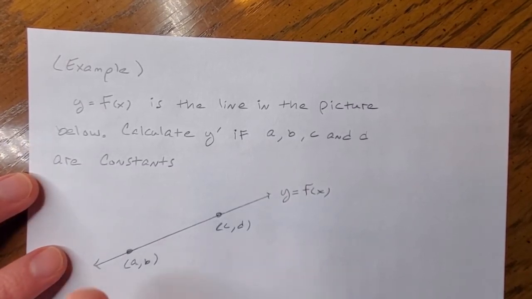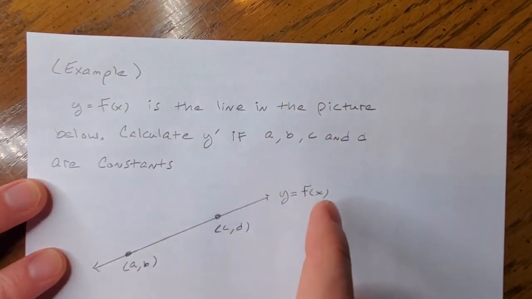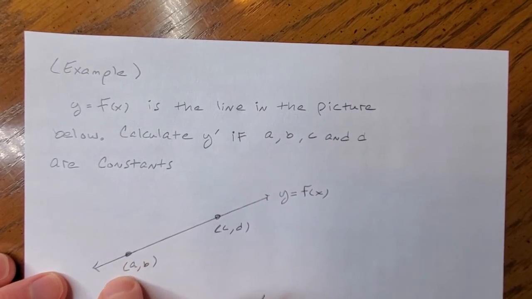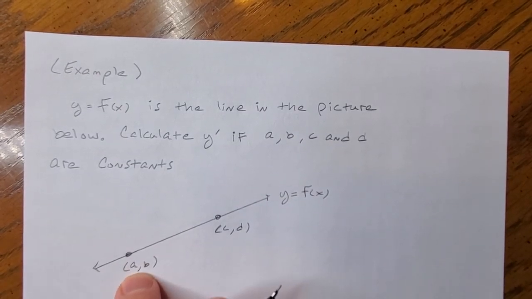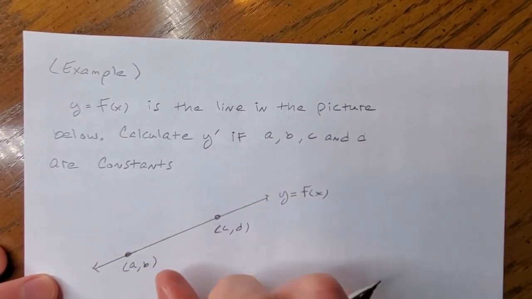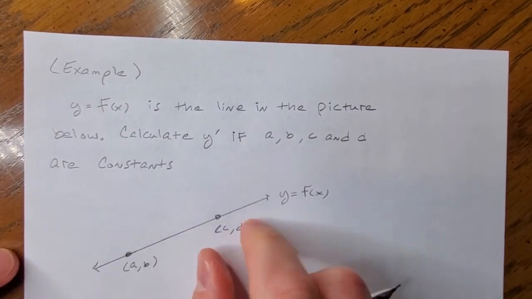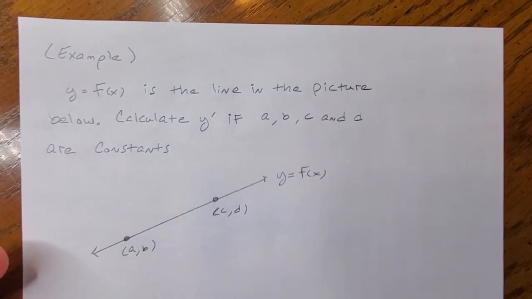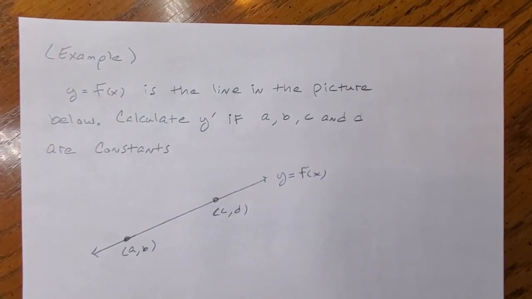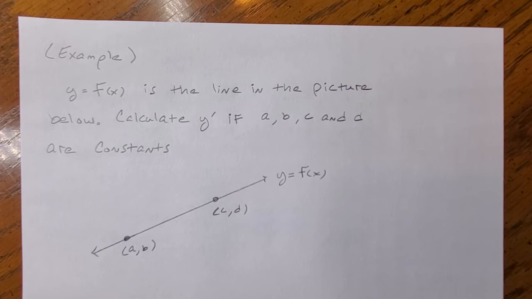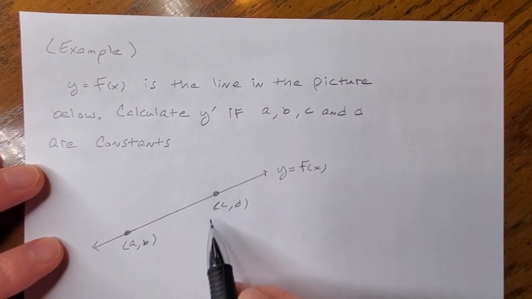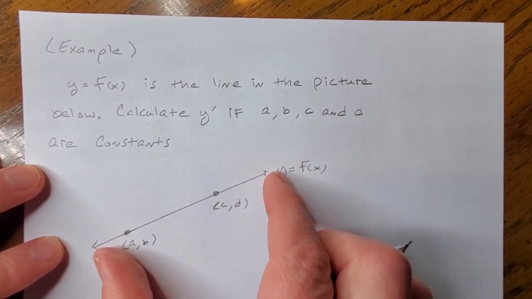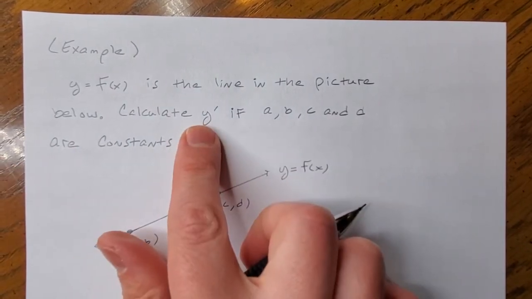Anyway, so y equals f of x is this line that's in the picture. And this point, a for x, b for y, I don't know what that is, but I know a and b are constants, and C and D, same thing. I know C and D are constants. What is y prime? Well, this might be more intimidating than the question I just showed you, but it's not any different. Whether I know these numbers or not, they are involved in finding the slope of this line, and therefore they're all you need to find y prime.